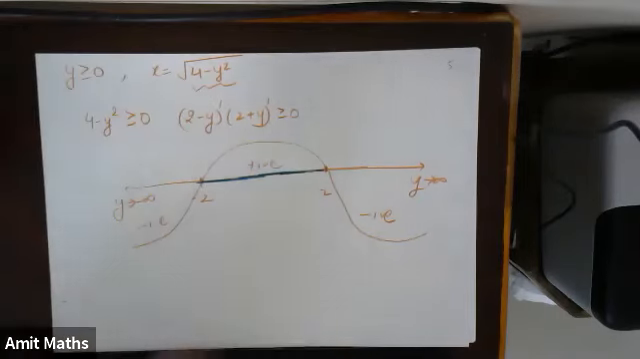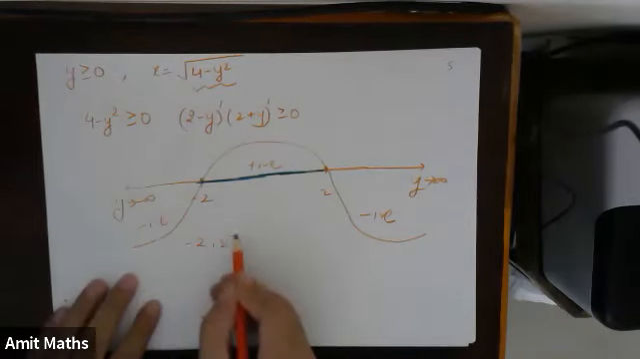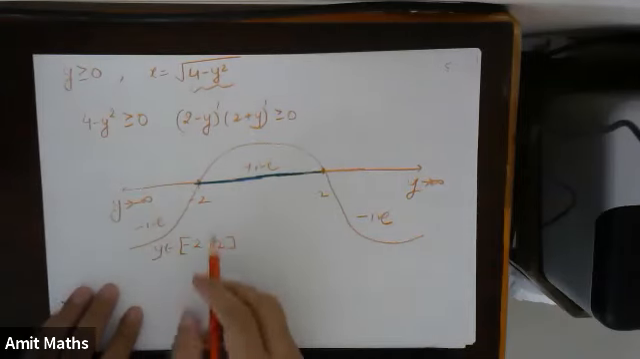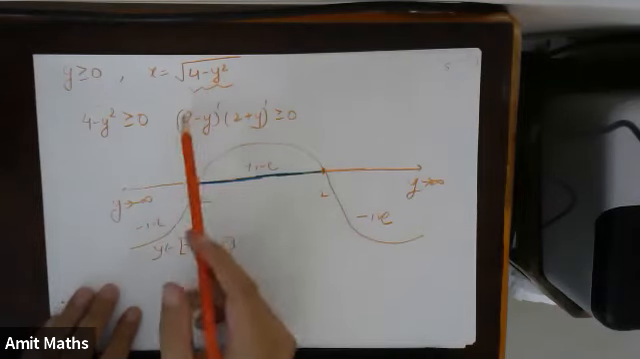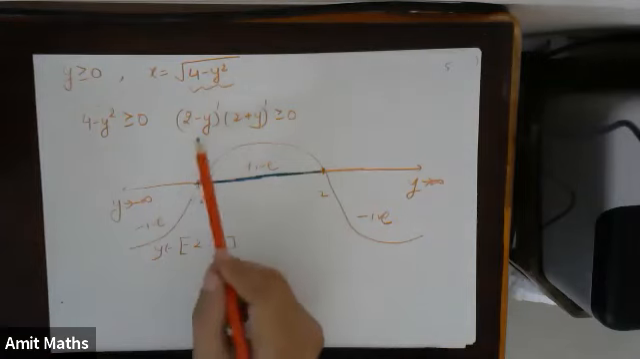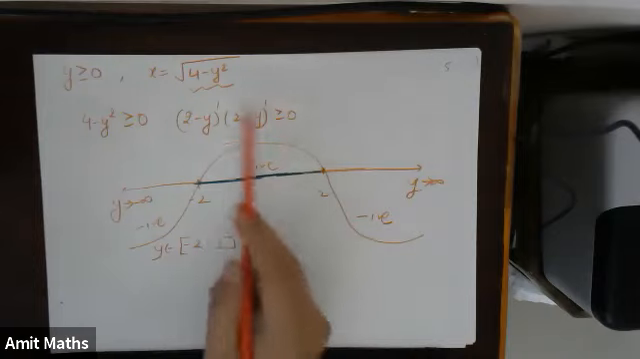That means I have to consider only this part of the wavy curve. Okay, what is this part? This part is from minus 2 to 2, both being close bracket. Why close bracket? Because 0 can be included. Because if I substitute minus 2, it will become 0, which is fine with me. When I substitute 2, it will become 0. That is also fine with me. So this way we are getting the domain of y.